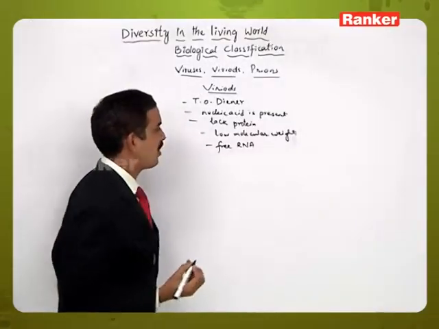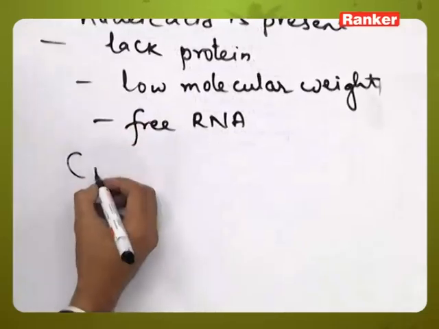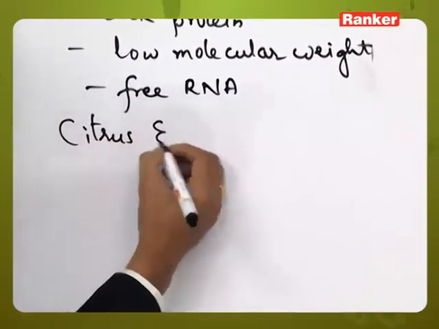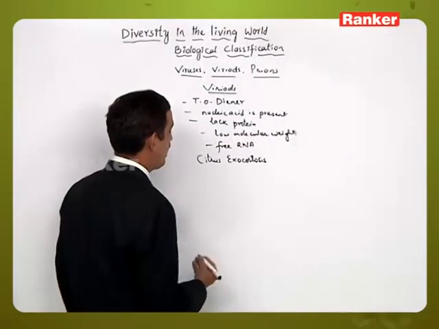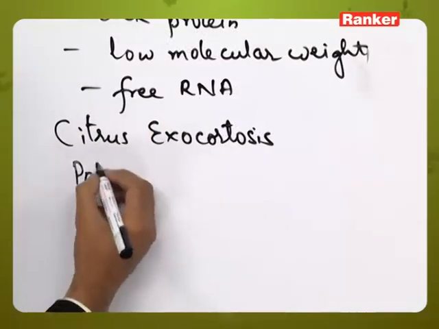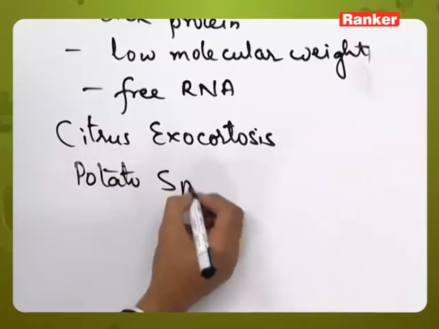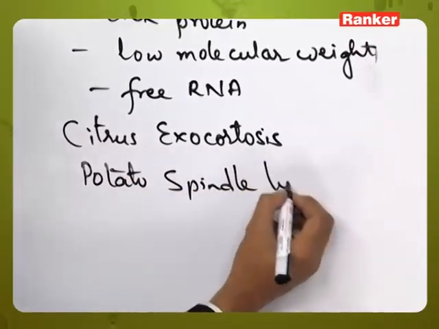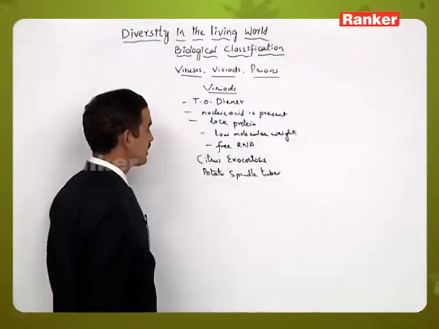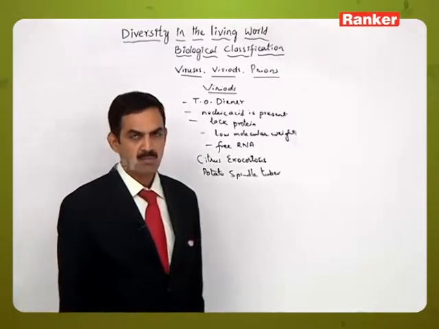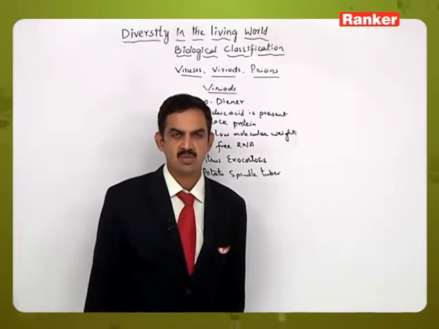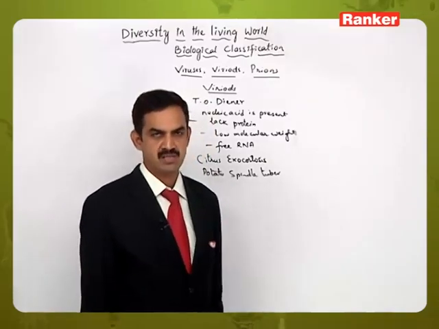Viroids cause diseases like citrus exocortis and potato spindle tuber. So these are two viroids, citrus exocortis viroid and potato spindle tuber viroid, which are made up of only nucleic acid. Those are the examples for viroids.